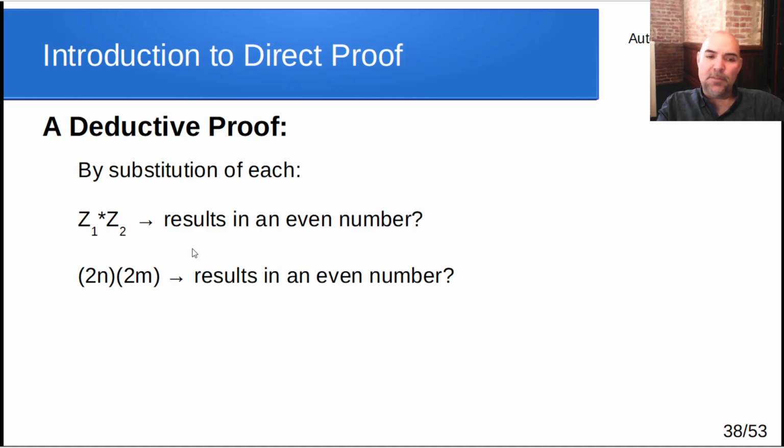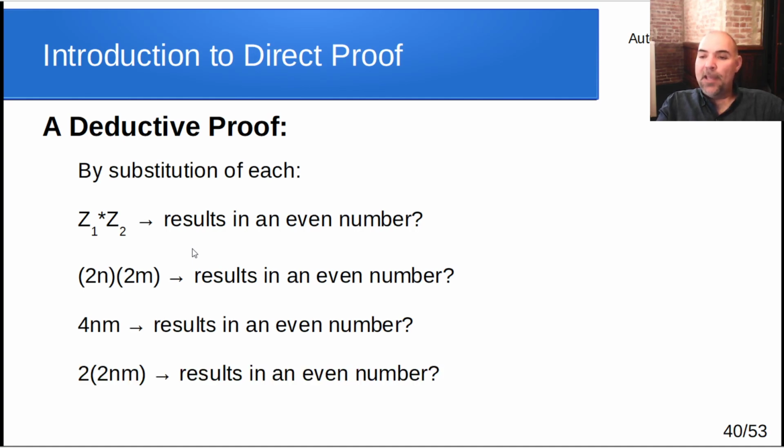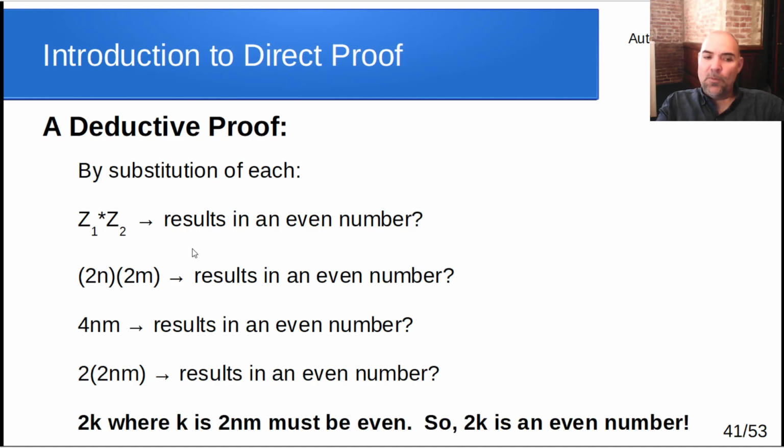Does that result in an even number? And we multiply that out, we get 4nm. Does that result in an even number? Well, let's factor out a 2 and say that 4nm is the same as 2 times 2nm. Does that result in an even number? And you'll notice now we have that 2 times 2nm. Well, we could say that's the same as 2k, where k is 2nm. So it's 2 times something, which is the definition of an even number, as long as 2nm is an integer, which it is. So therefore, 2k has to be an even number. So no matter what numbers we plug in here, we're always going to get an even number out of that.